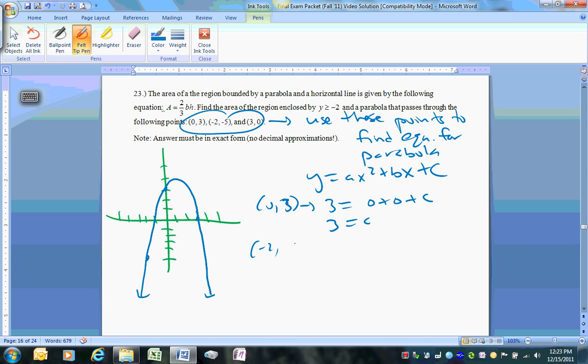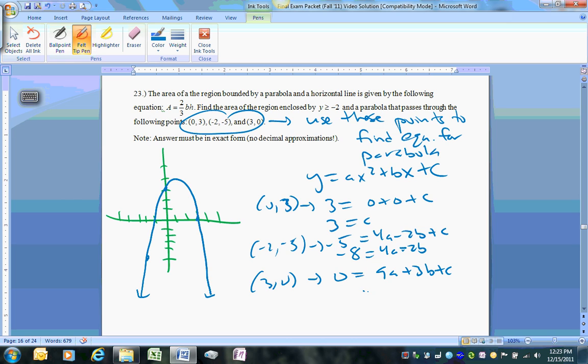(-2, -5) gets me -5 equals 4a minus 2b plus c. But I already know what c is. So 4a minus 2b will equal -8. And then (3, 0) will get me 0 equals 9a plus 3b plus c. I already know what c is. So 9a plus 3b will equal -3 when I move it over from right to left. Solve for a and b.